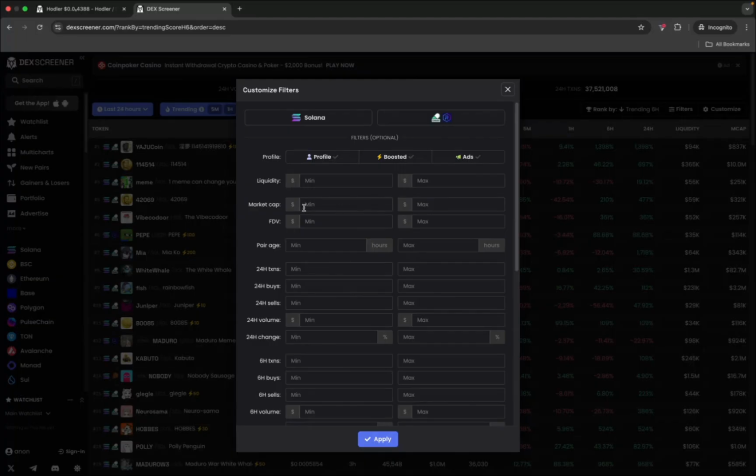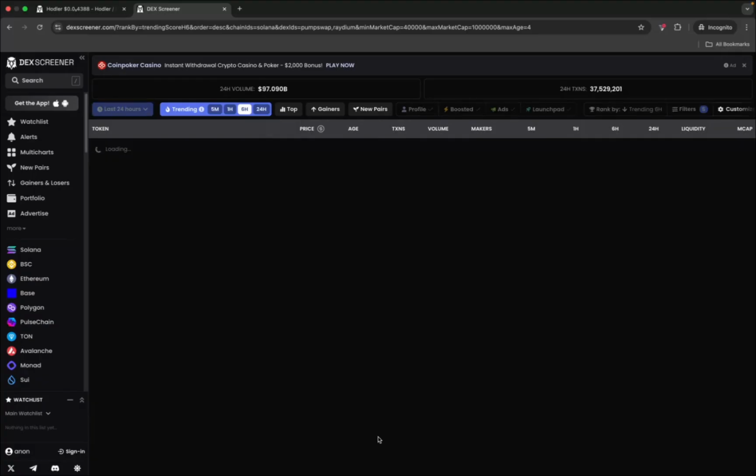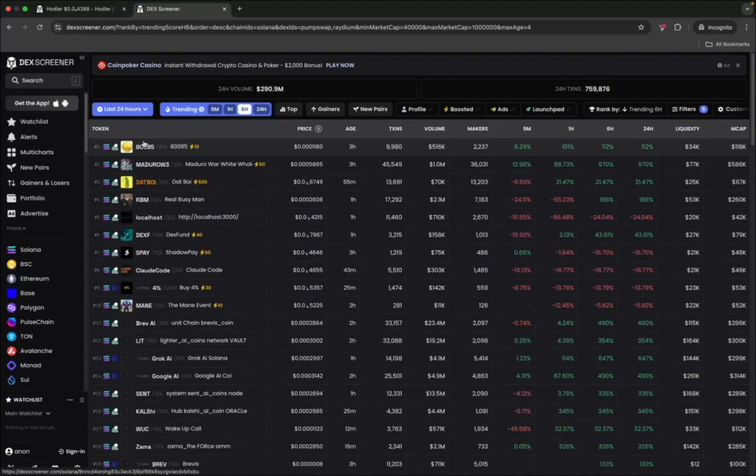Now this market cap, my minimum market cap should be 40,000. Maximum should be 1 million. All right. Then the age, the maximum should be 4 hours. That is the maximum age I want. Click on save. That will help us to filter out junk. You can see we start seeing new coins. So now you can see age 3 hours ago, and I told you that a coin has between 1 to 3 hours to die or make you money.